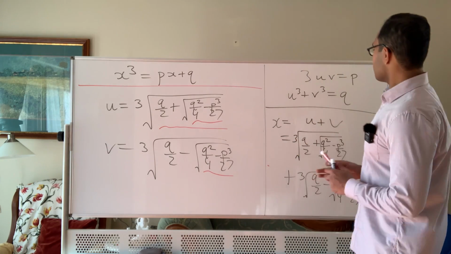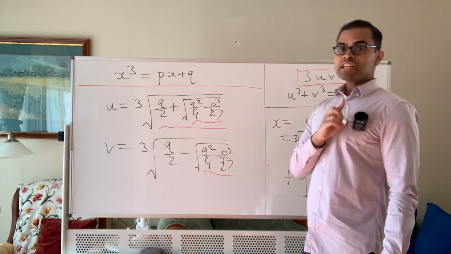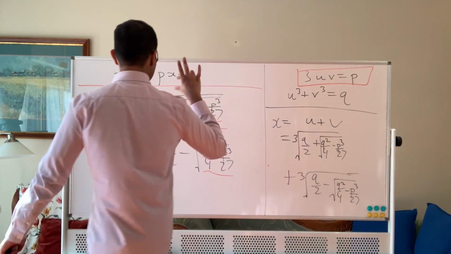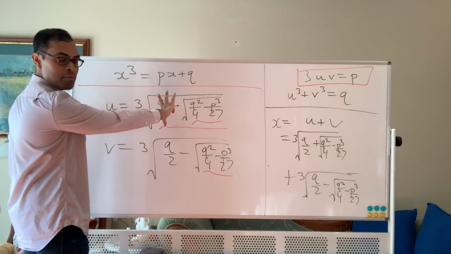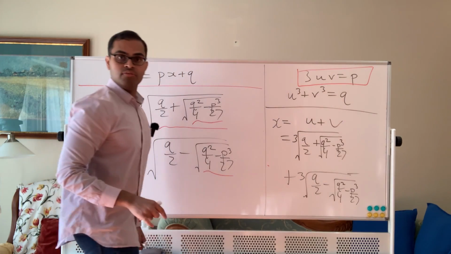But you use the fact that 3uv is equal to p. That actually narrows down the choice. If you choose one of the cube roots here, which is a complex number, your other cube root is actually forced by that equation 3uv equals p.